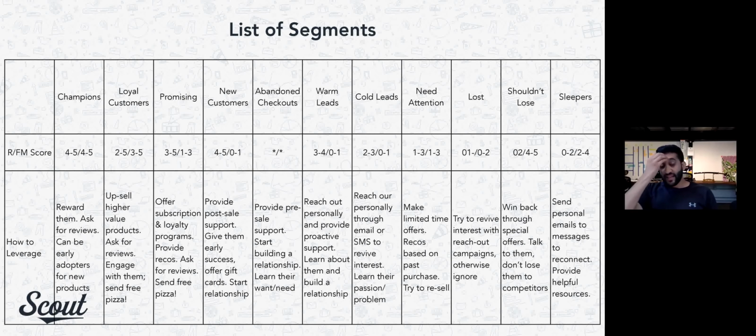So these are the 11 segments. I'm not going to go through these, I'm just putting it here. You can pause the video if you want to look at it, but I'm going to be going through each one of these in detail coming up. But this slide is just for your information. You can use this if you want for your own detailed analysis later on.